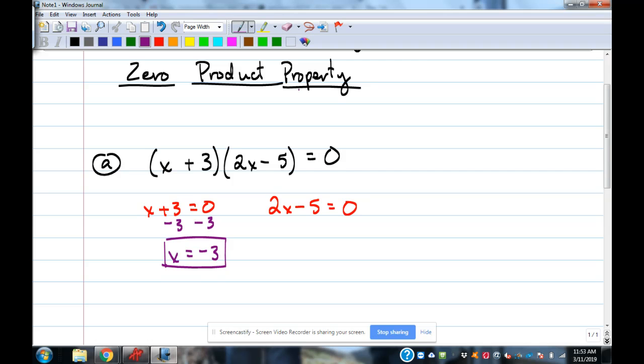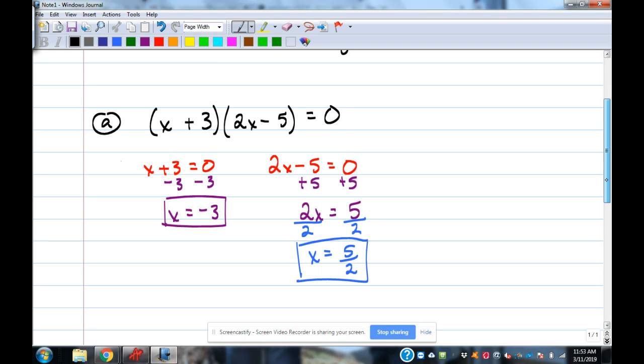How do we get x by itself over here? Plus 5. So that's 2x is equal to 5. Divide by 2. x is that fraction, 5 over 2. How many factors were up there? How many answers did we get? It goes together, right? Okay. Already in factored form, set each factor equal to 0 and solve.